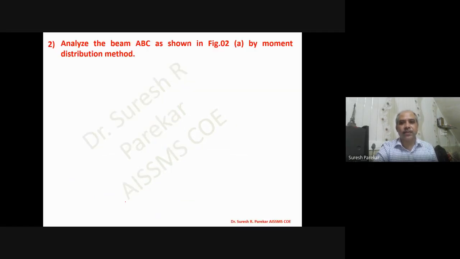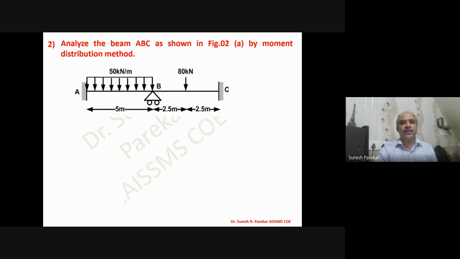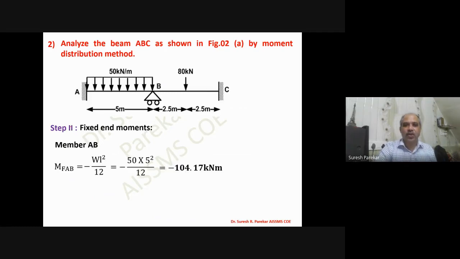Now we will go to problem 2. I have considered the same problems that we considered in the slope deflection method, so it becomes easy for you to compare the answers. In this problem, you will see we have support A, which is an end support, and support C, which is an end support; both are fixed supports. Step 2: for member AB, the fixed end moments are minus 104.17 kilonewton meter and 104.17 kilonewton meter.